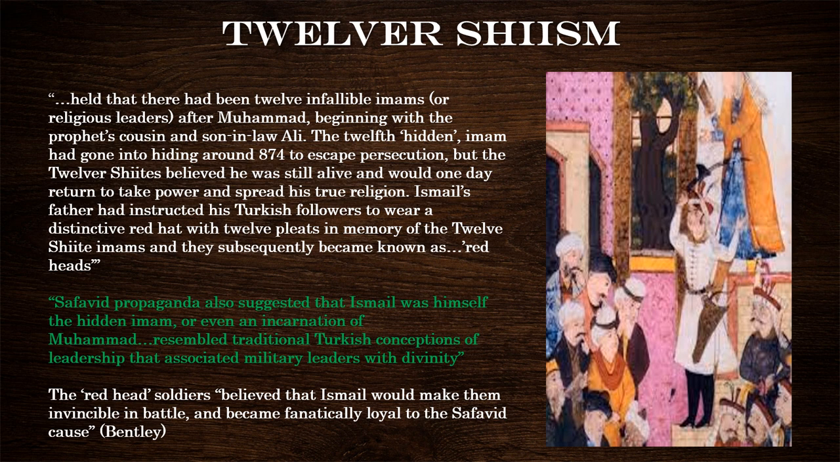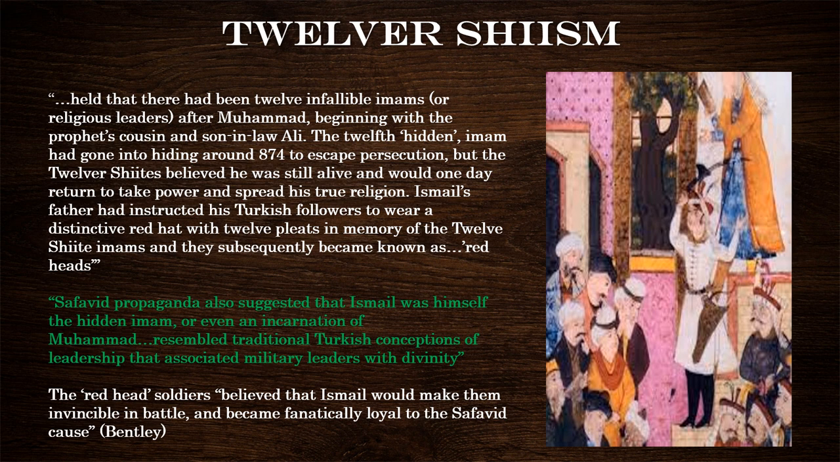The Shia, as they're sometimes called, are minority groups, although they're majorities in certain Islamic countries, like Iran today. The 12th or hidden imam, according to the story, had gone into hiding around 874, way back when, to escape persecution. It was already way back when Shah Ismail is around. But the Twelver Shiites believed that the 12th imam was still alive, all the way since 874, and would one day return to take power and spread his true religion.